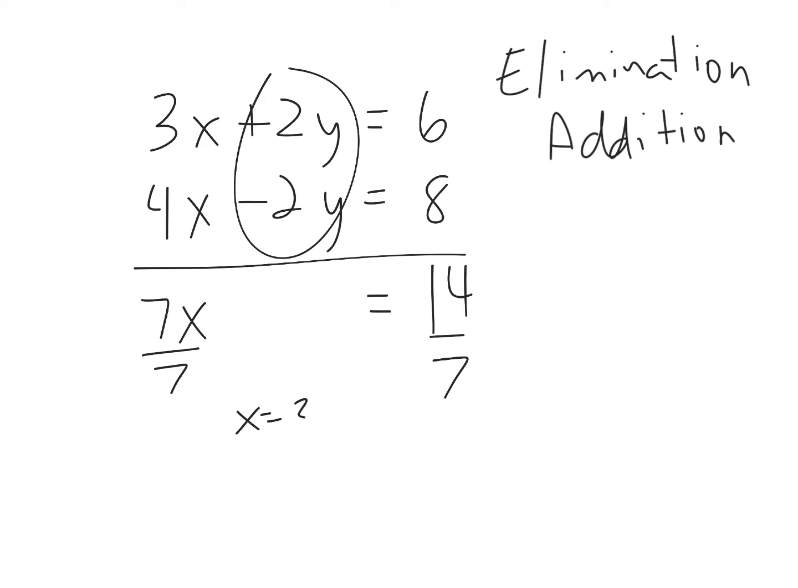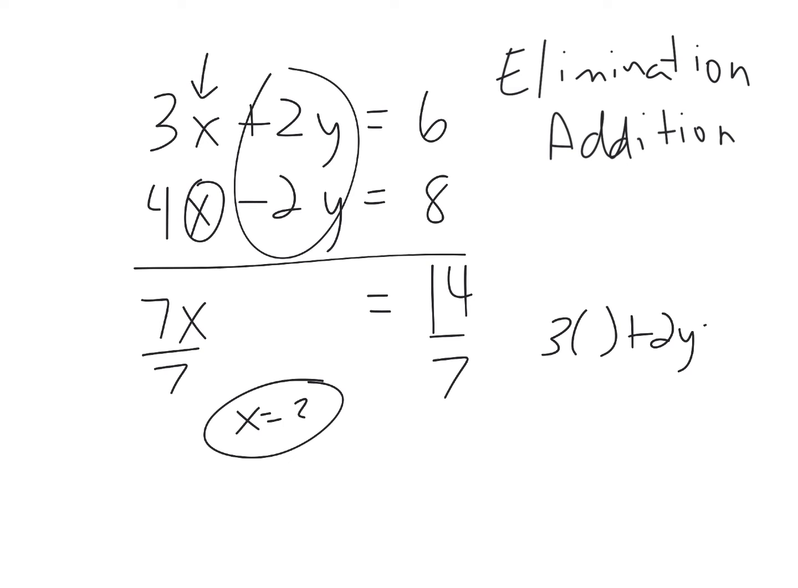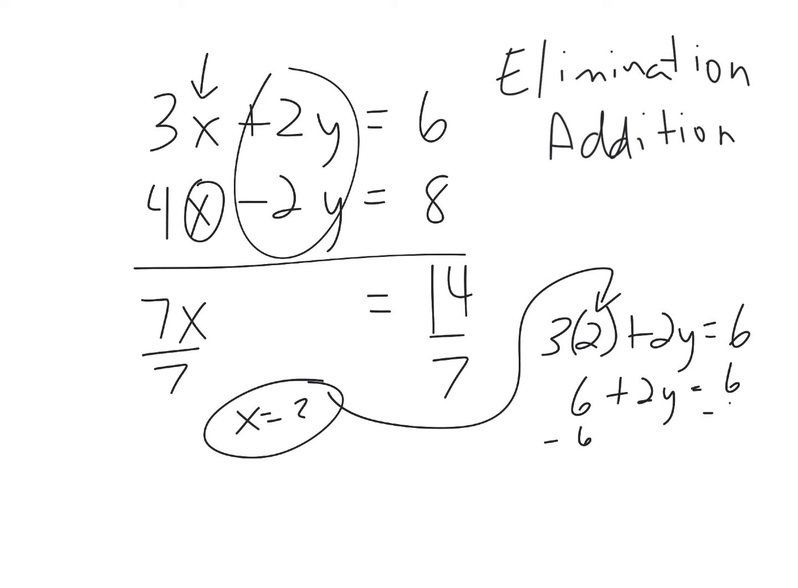And so when I come over here, I just take this value and I can put it into either equation, either here or here. So I'm going to use the top one. 3 times x plus 2y is 6. That's the top equation. And we're going to put this 2 right in here. So that's 6 plus 2y equals 6. So when I subtract the 6, I get a 0. And so y is going to be 0. When I divide, 0 divided by 2 is 0. So my answer is 2, 0 for that one, okay?